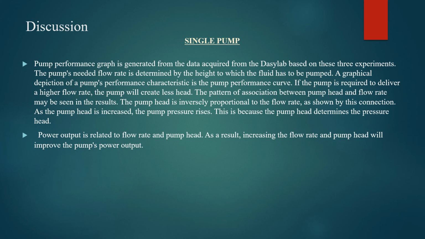The pump's needed flow rate is determined by the height to which the fluid has to be pumped. The pattern of association between pump head and flow rate may be seen in the result. The pump head is inversely proportional to the flow rate as shown by this connection, and the power output is related to flow rate and pump head. As a result, increasing the flow rate and pump head will improve the pump's power output.